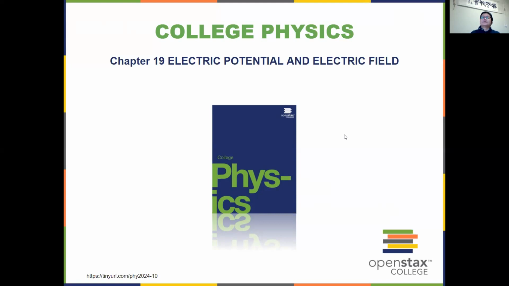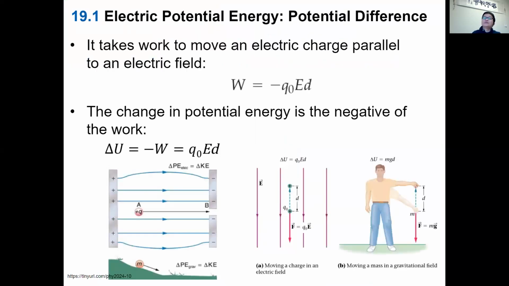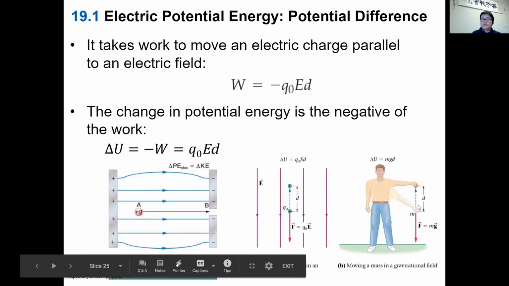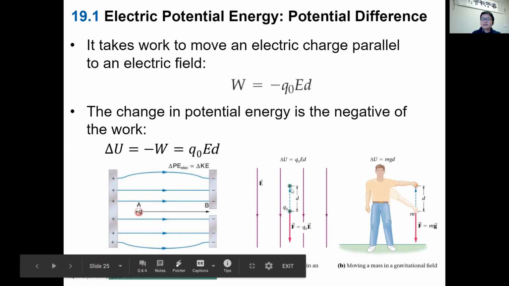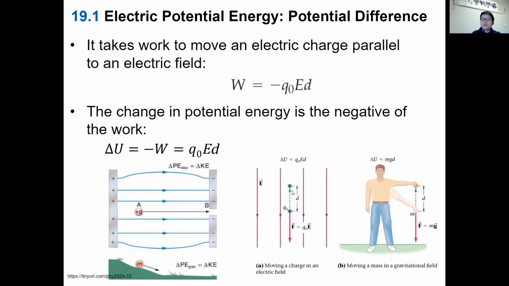So then, in chapter 19, we'll talk about electric potential and electric field again. Remember when we talked about gravitational field, we also talked about gravitational potential energy. This is again the analog to that concept. Just as if you are doing work against the gravitational field, you build up gravitational potential energy, similarly here, if you are doing work against the electric field, then electric potential energy will be built up. In this case, the change in electric potential energy will be equal to qEd, while for gravitational potential energy it is mgd. It's a similar fashion here: you are replacing m with q, and g with E.